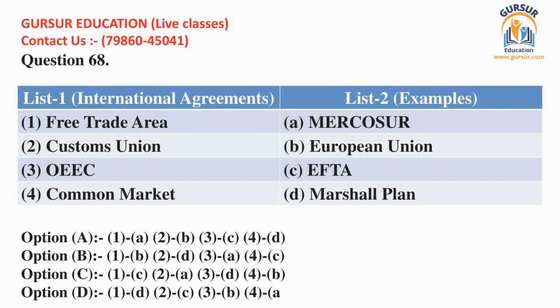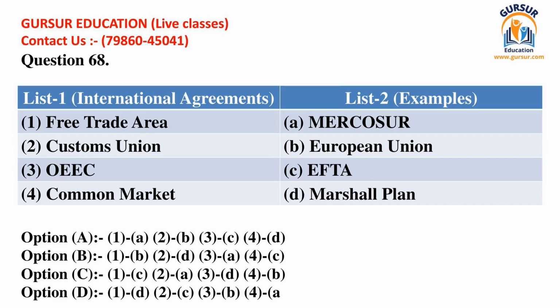Question number 68. Two lists are given in this question. You have to match correct items of list 1 with correct items of list 2. List 1, International Agreements, contains the following items. 1. Free Trade Area. 2. Customs Union. 3. OEEC. 4. Common Market.